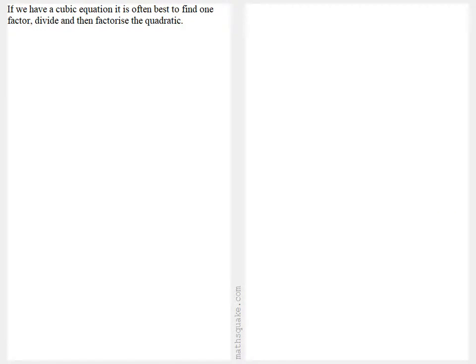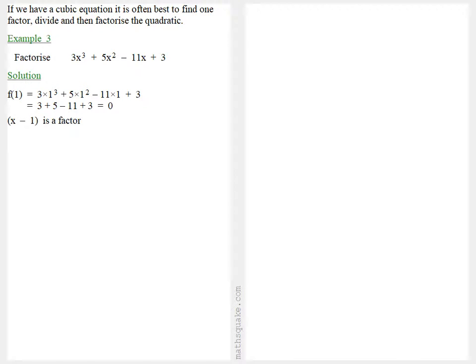Now, if we have a cubic equation, it's often best to find one factor, divide, and then factorize the quadratic. So, for example, factorize 3x cubed plus 5x squared minus 11x plus 3. If we try x equals 1, f(1) equals 3 times 1 cubed plus 5 times 1 squared minus 11 times 1 plus 3, which is equal to 3 plus 5 minus 11 plus 3, which is 0. So x minus 1 is a factor.